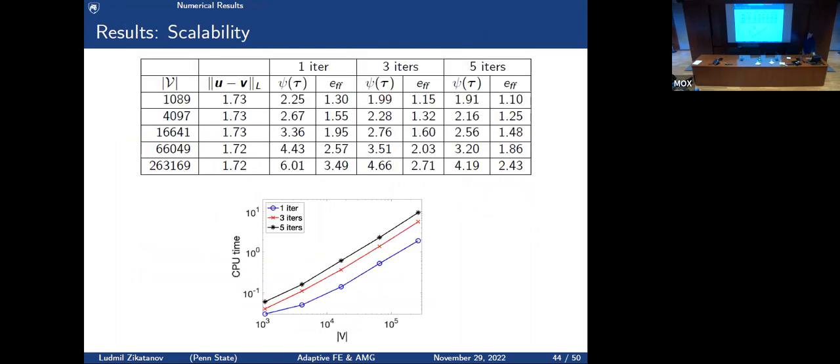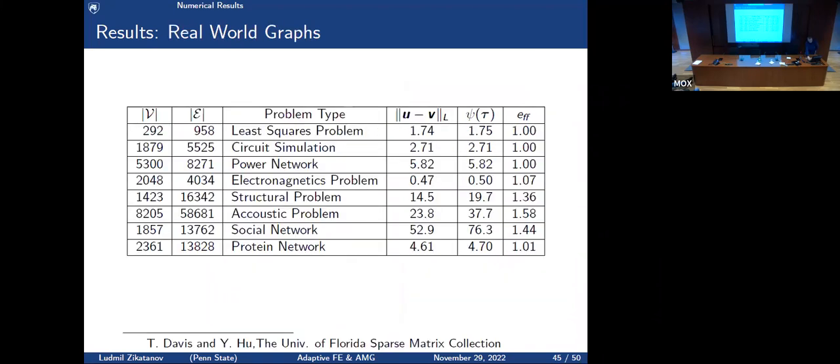Okay, so here is what we have. We look at this. EFF is how effective our error estimator is. We see that we have constants of 2 or 3, that's most. And for some of the so-called real-world graphs, we get close to 1.